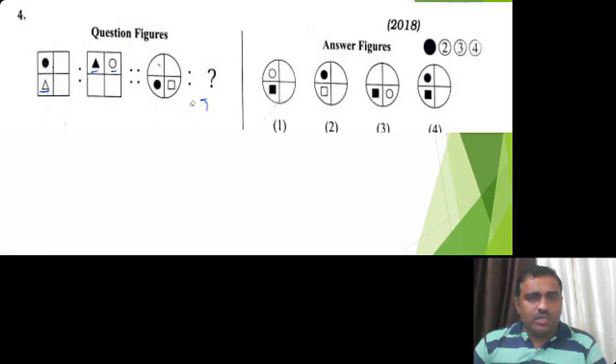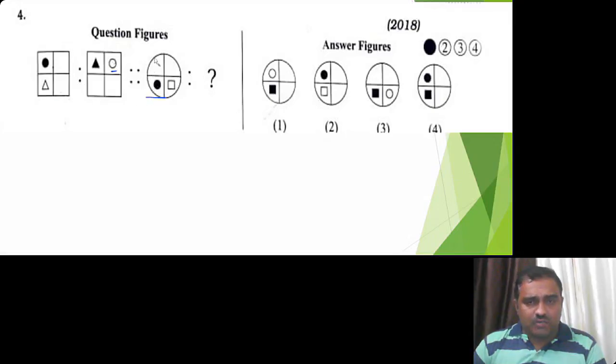Okay, and how is it changing? See, it is changing clockwise, not anti-clockwise. Okay, symbol is moving clockwise. See, like this way. Like this way, clockwise, not anti-clockwise. So same criteria we will apply over here.